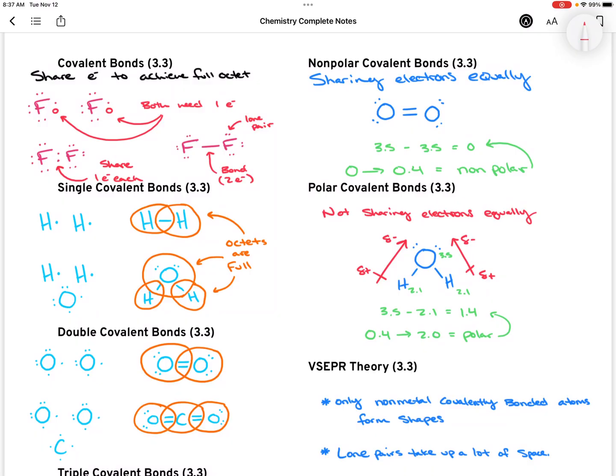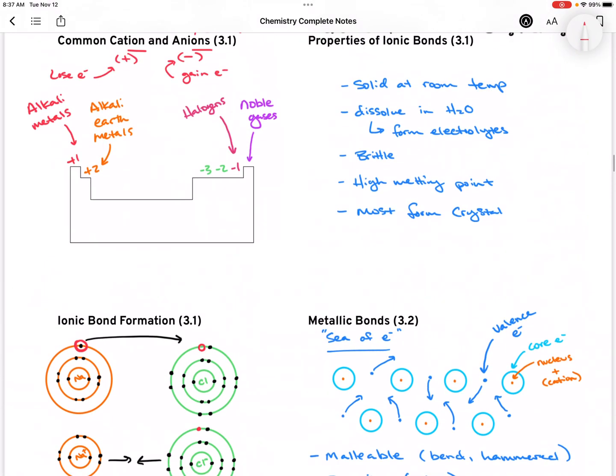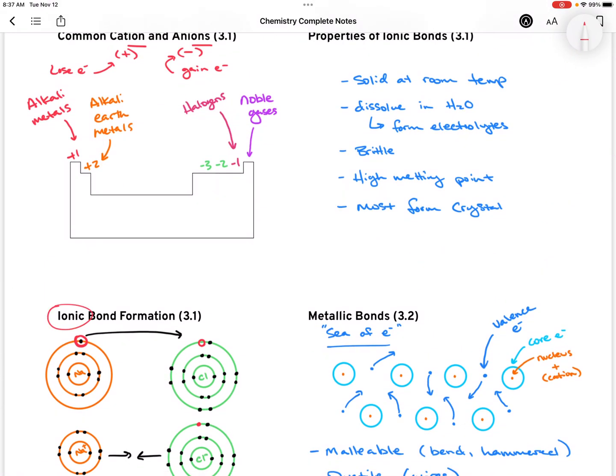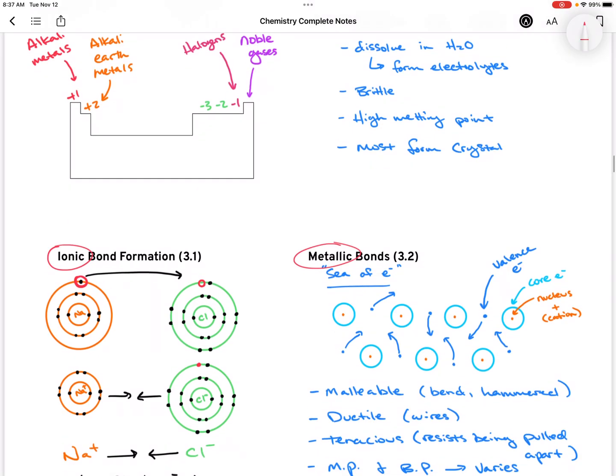Now this is probably the most challenging section. Before, we talked about ionic bonds and metallic bonds, and these are the more simple of the two. In ionic bonds, electrons are just being stolen or taken from one element to another. In metallic bonds, the electrons are just free-flowing in between all of the cations.